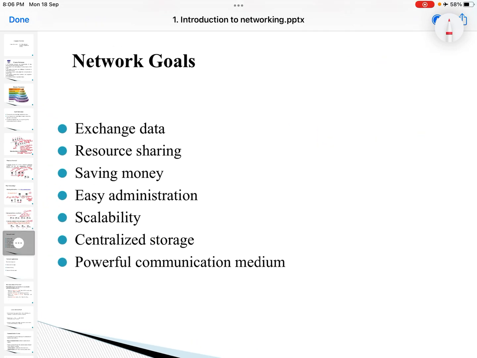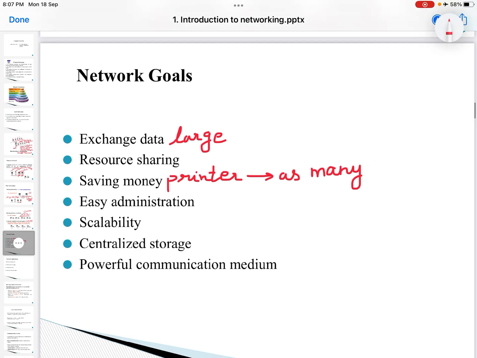Network goals. What are the goals? Exchange data. You can exchange data between two computers. When a large amount of data is present, then you need networking. Resource sharing, for sharing of resources between the two computers. Saving money. Obviously, in the case of the printer example, you can just buy one printer and connect it to as many computers as you want.